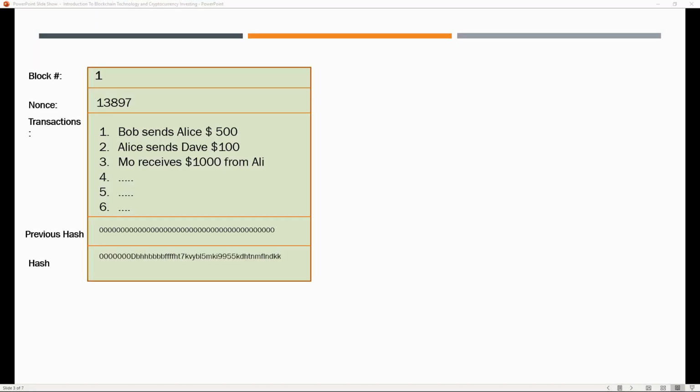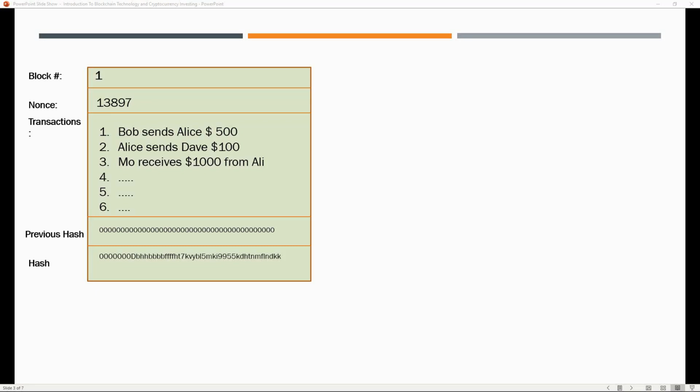Let's take a look at an example of a block within the Bitcoin blockchain. We have the block number, we have the nonce, we have the transactions, we have the previous hash, and then we have the hash. When transactions are filled within a block of the Bitcoin blockchain, a new cryptographic challenge is released approximately every 10 minutes. This challenge is what the Bitcoin miners try to solve to satisfy the valid hash, that is proof of work.